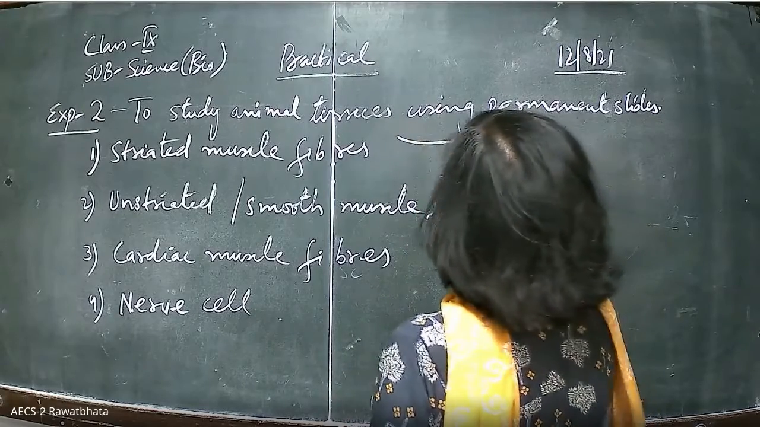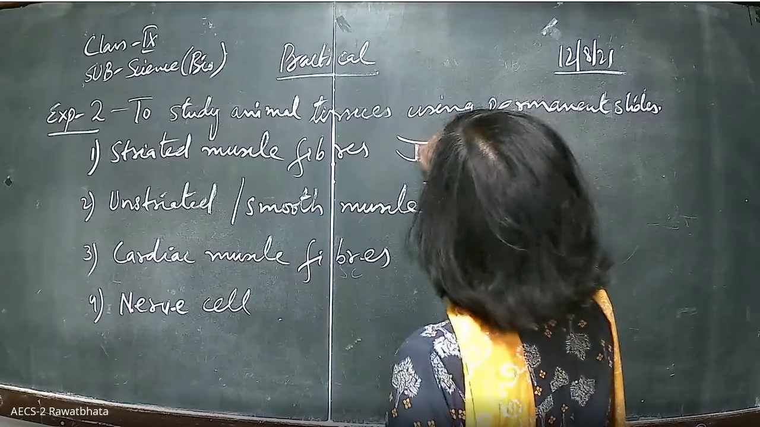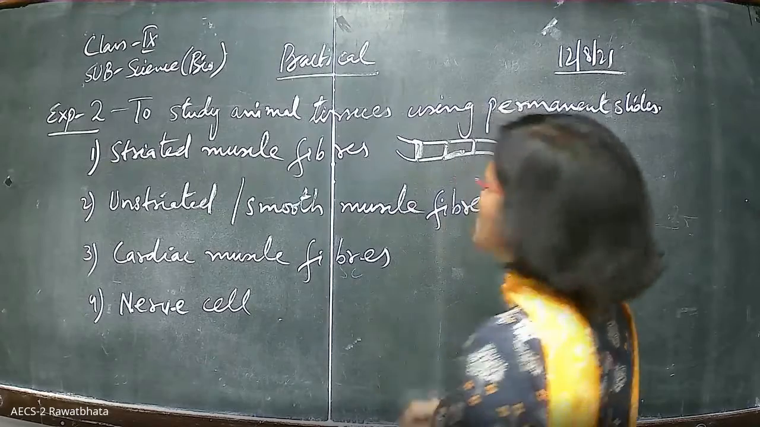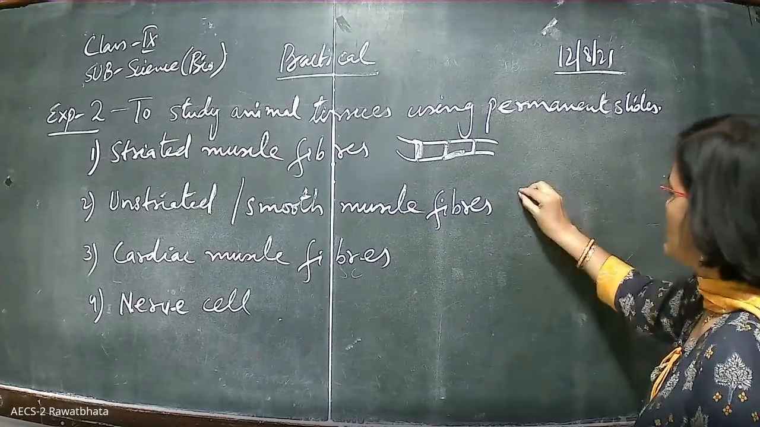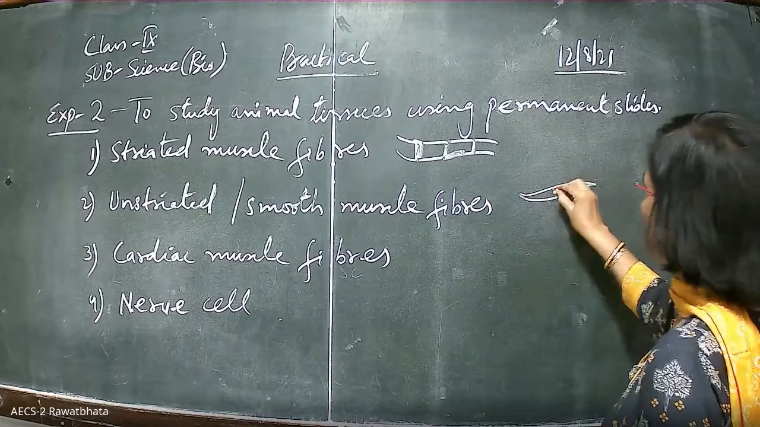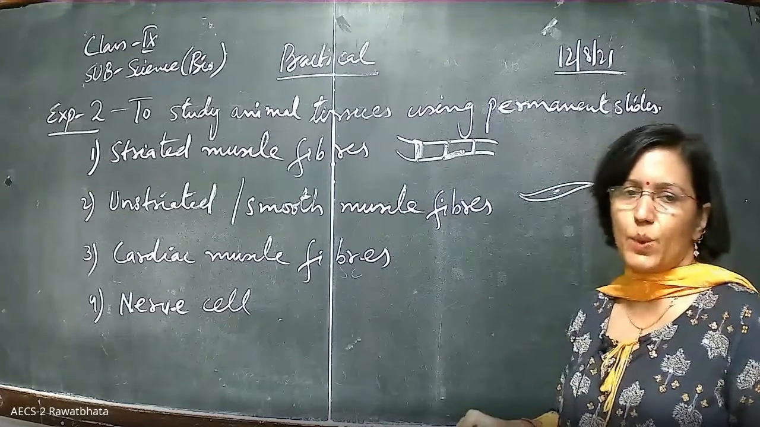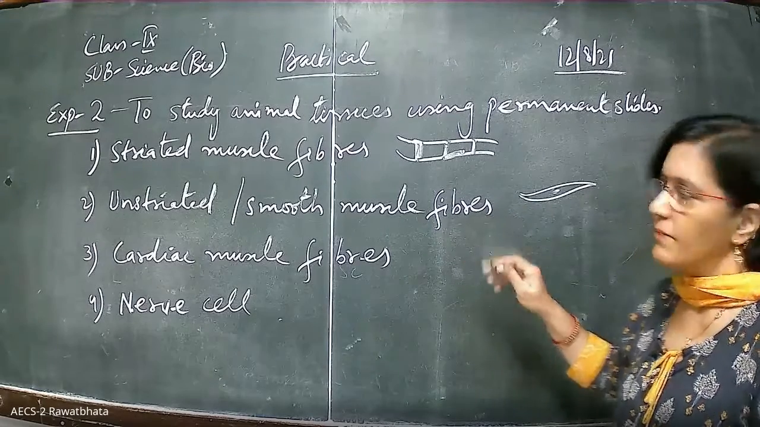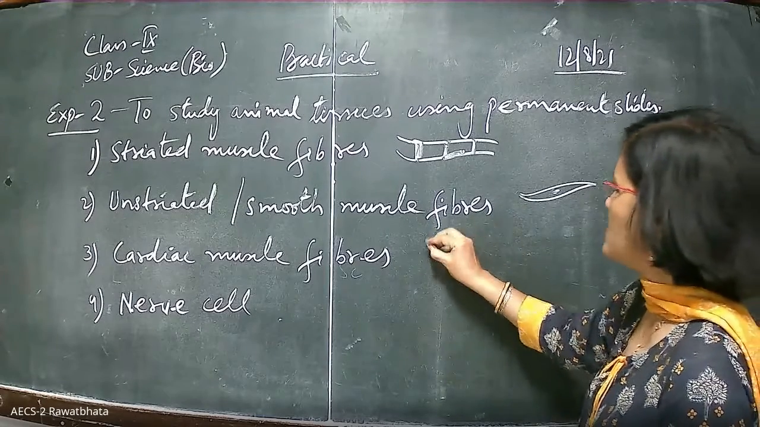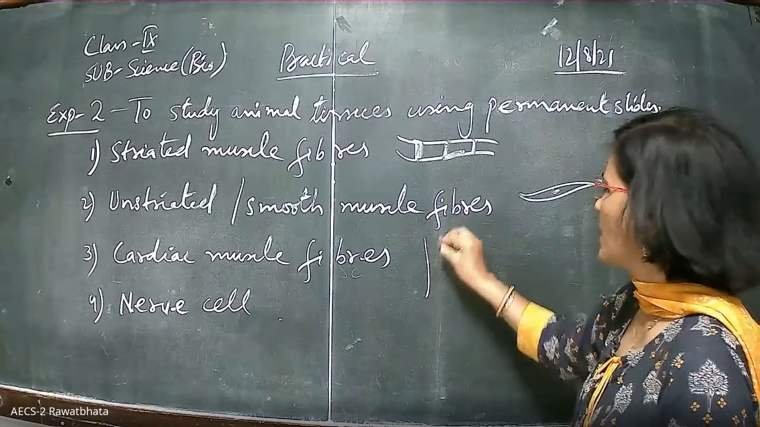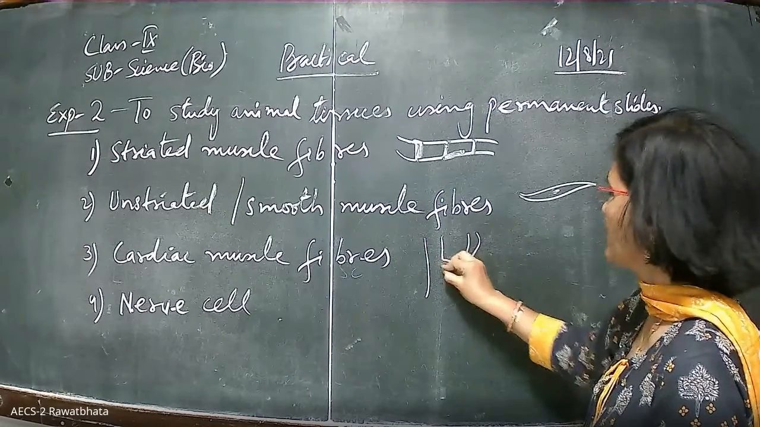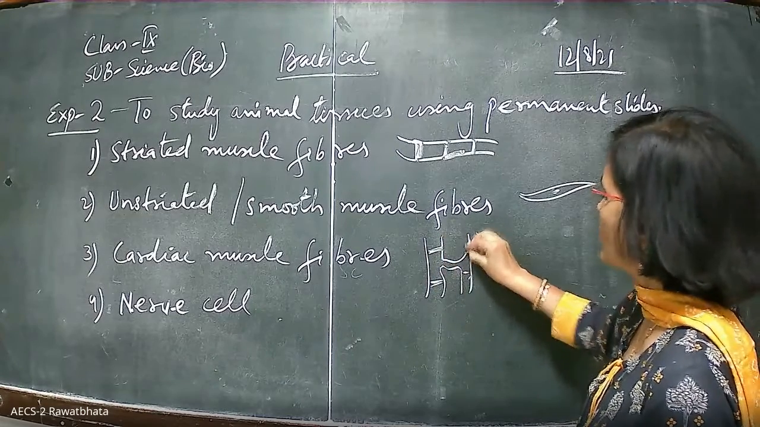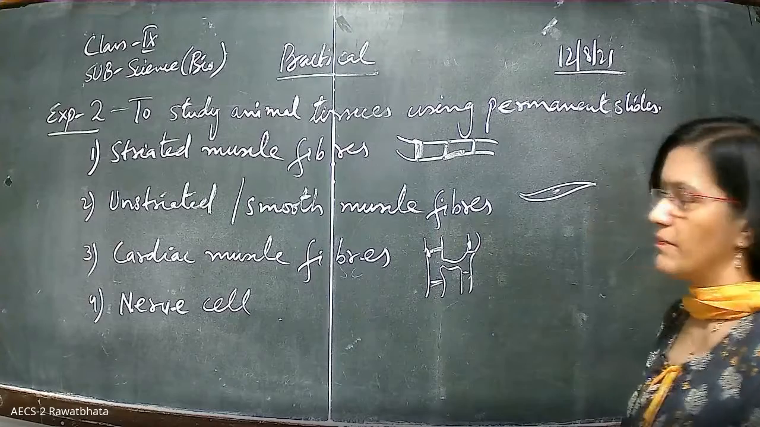the appearance we have already covered in the theory. They have prominent light and dark striations and cylindrical in shape, multinucleated. Smooth muscles, spindle shape, tapering at both the ends and uninucleate. Involuntary, present in the digestive tract. Cardiac muscle fibers, almost similar to this, but it will be branched. And of course, striations are very light, and this is going to be uninucleate.